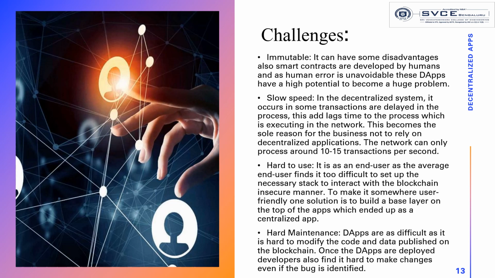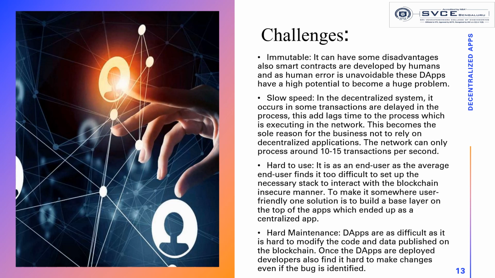Now let's look at the challenges that we face while using a decentralized application. First one is immutability. So it can have some disadvantages also. The smart contracts are developed by humans, and as human error is unavoidable, these DApps have a high potential to become a huge problem too. Second is slow speed. In the decentralized system, some transactions are delayed in the process. This adds lag time to the process which is executing in the network. This becomes the sole reason for businesses not to rely on a decentralized application. The network can only process around 10 to 15 transactions per second.